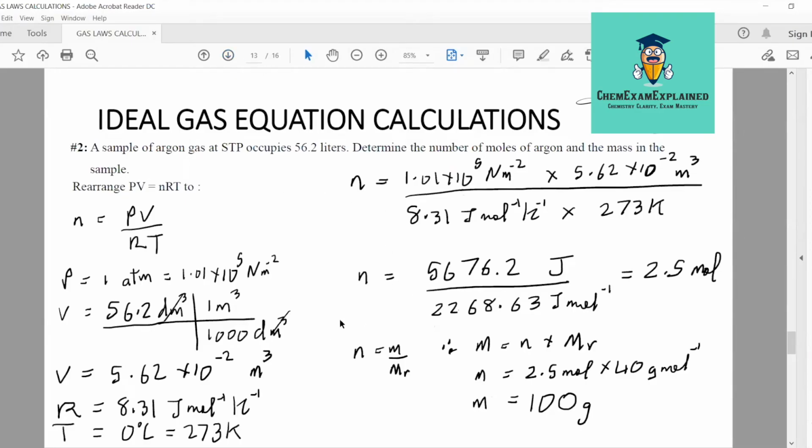Now in this question, I'm going to show you how we work it out using our R as 8.31 joules per mole per Kelvin, or R equals 0.0821 liter atmosphere per mole per Kelvin. Let's look at the first one. A sample of argon gas at STP occupies 56.2 liters. Determine the number of moles of argon and the mass in the sample. Again, looking at the ideal gas equation, PV equal nRT. We need to make n the subject of the formula. Therefore, n equal PV over RT.